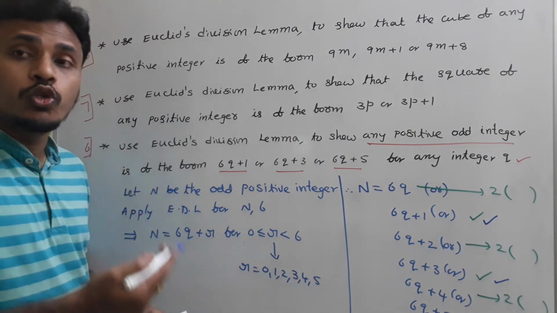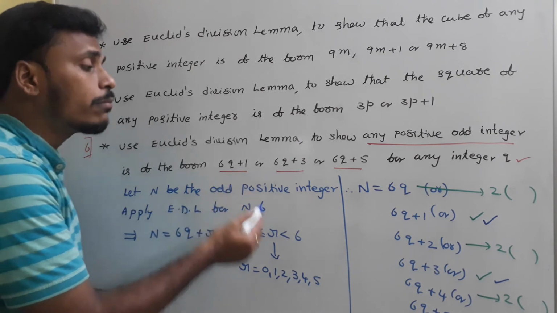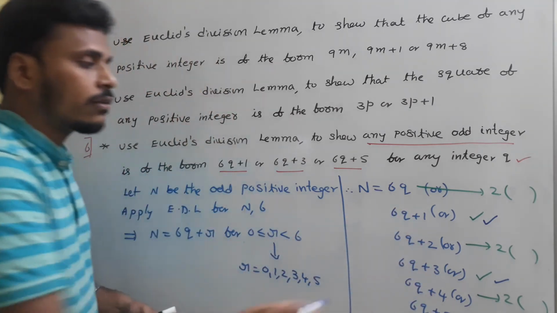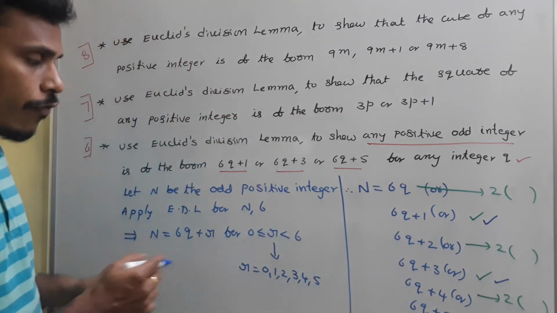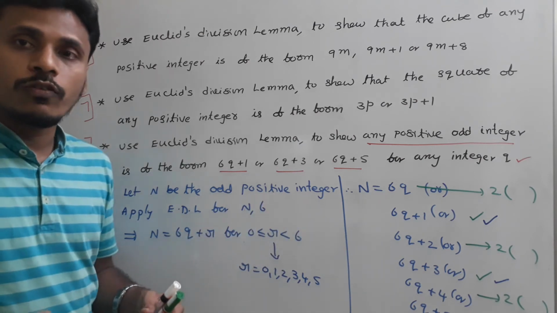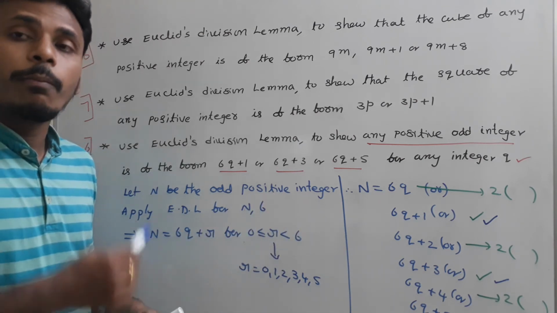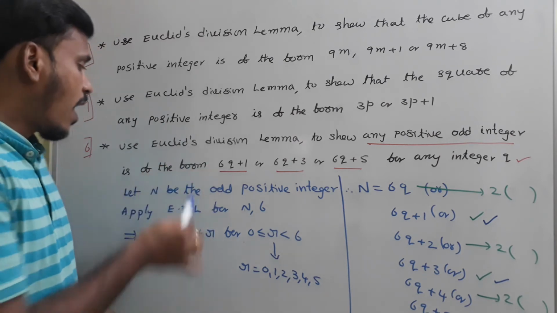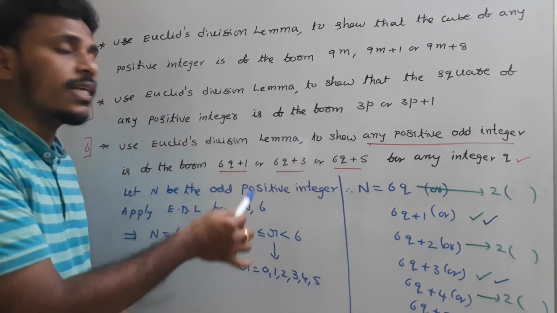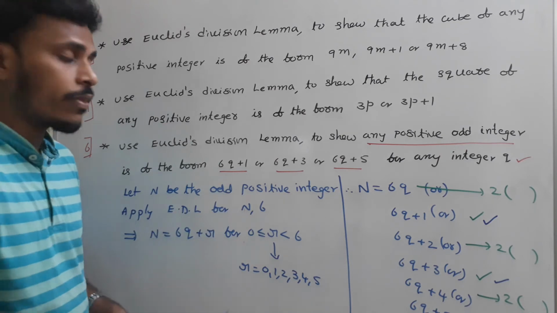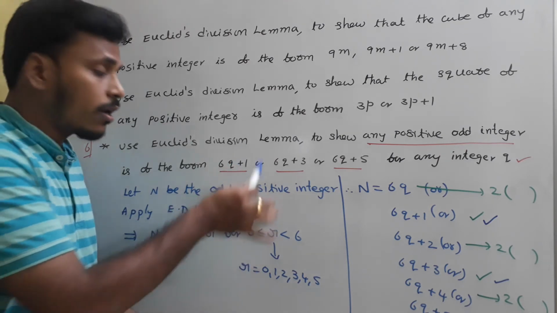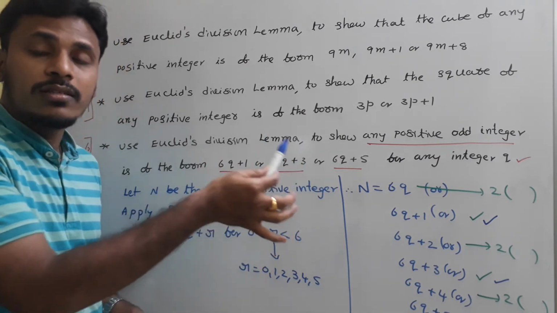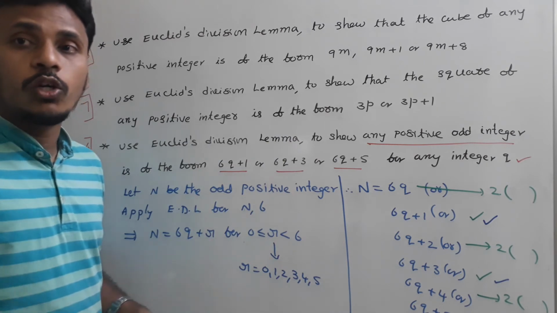Our intention is to show that an odd number is of this format, then it is clear. So finally, you need to write a statement. Because of the space I am not mentioning it here, but you need to write it in your notebook. Hence, every positive odd integer is of the form 6q plus 1 or 6q plus 3 or 6q plus 5. Like that we need to conclude.